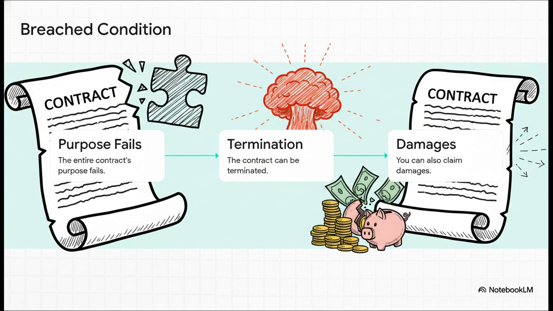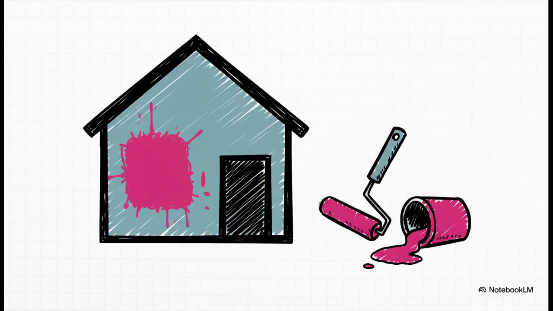The person who didn't break the rule has the right to just end the entire contract. They can walk away completely. And on top of that, they can also sue for any money they lost because of the breach. It's basically the nuclear option in contract law. Okay, but what about the less severe stuff? What happens if the contractor just used the wrong shade of beige? Let's look at what happens when one of those lesser terms, a warranty, gets broken.